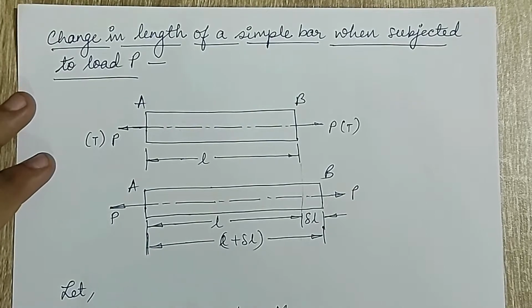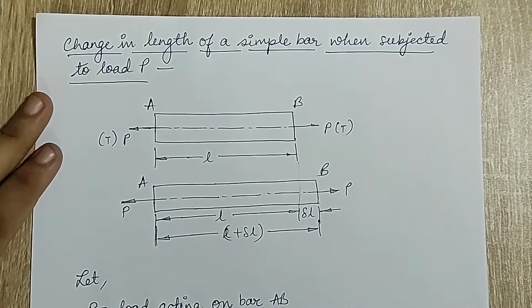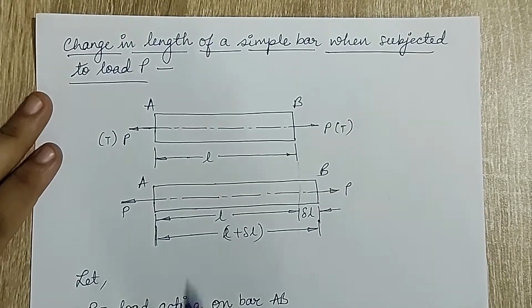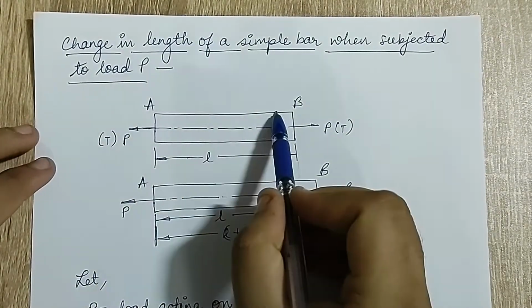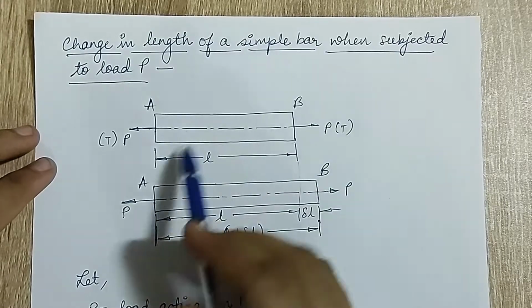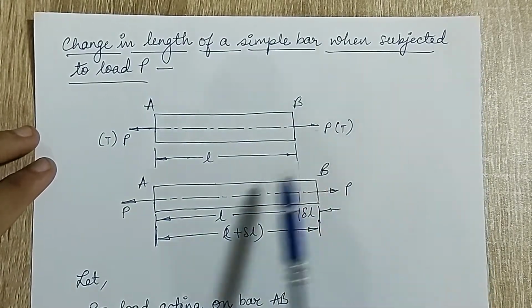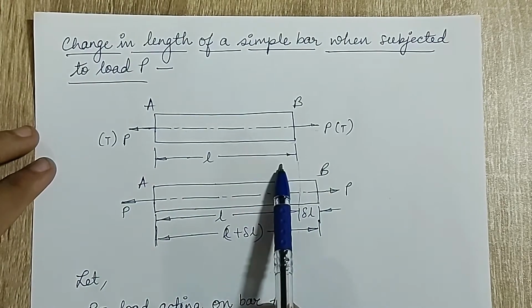Everyone, welcome to the next session of simple stresses and strain. In this session I will start with a derivation of change in length of a simple bar when subjected to the load P. Here you can see there is a bar AB. It is subjected to load P, which is of tensile type from both the ends. The length of the bar is L.